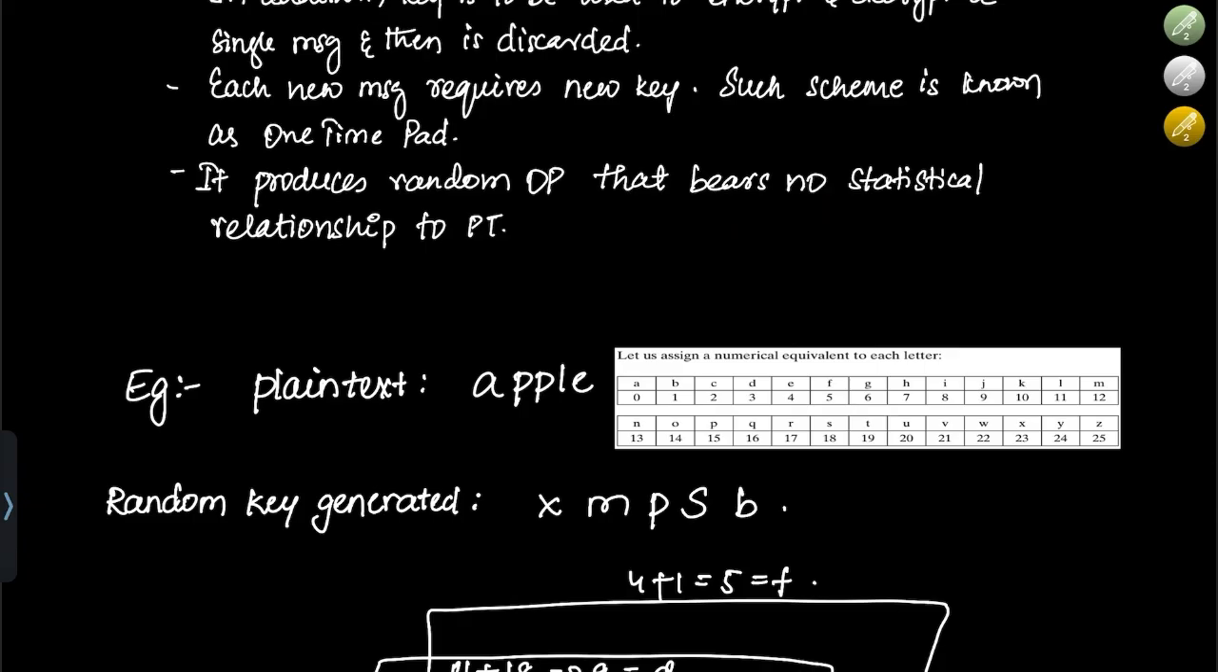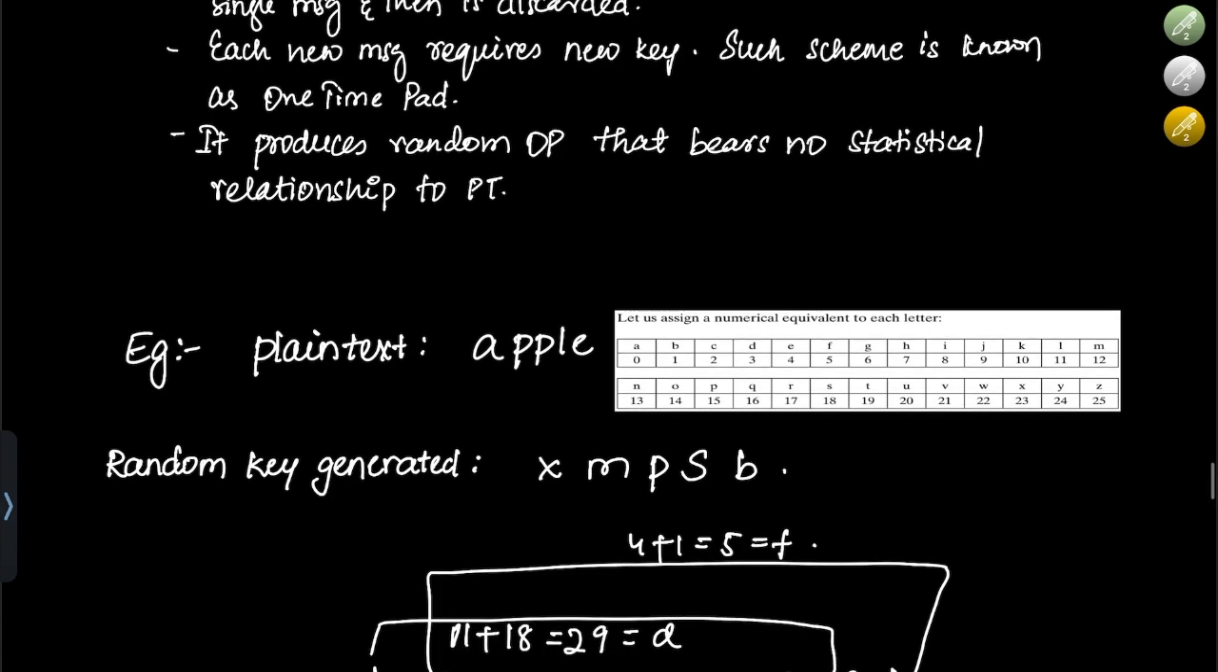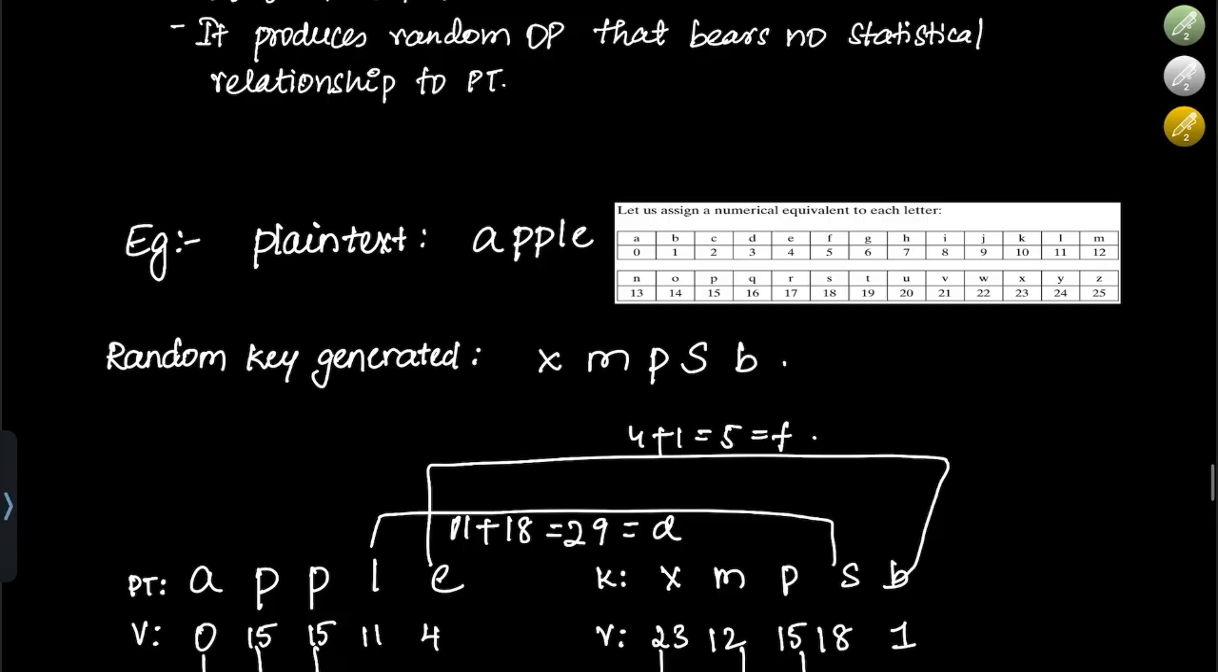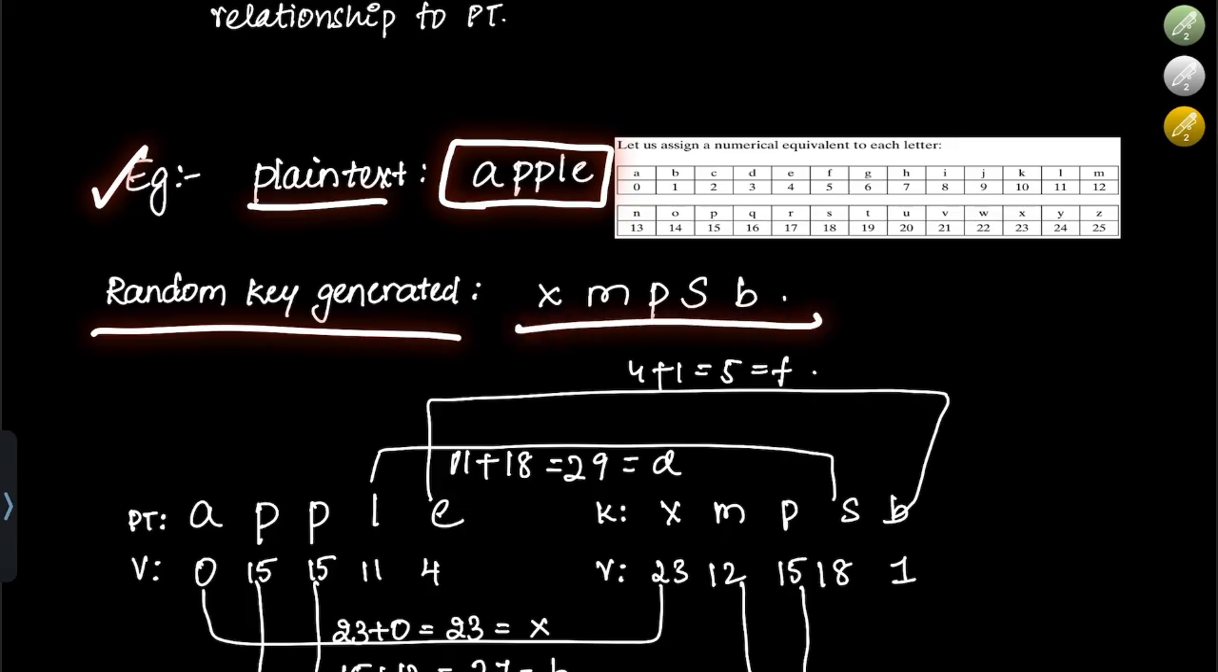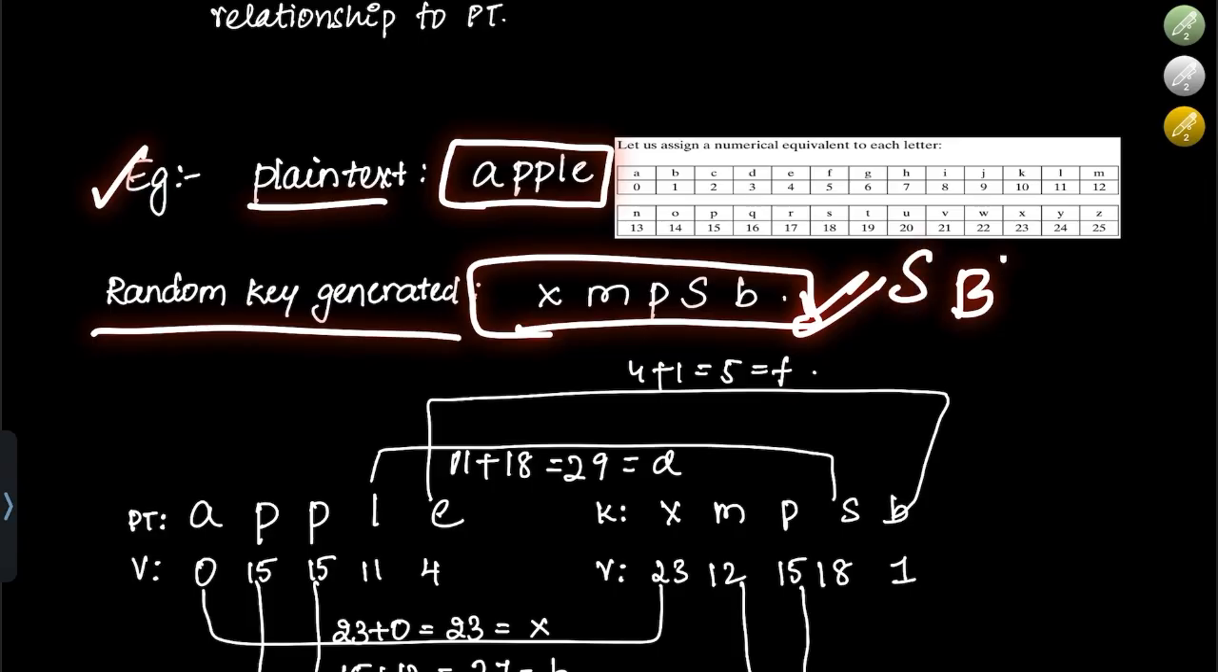So here each message needs a unique key. Both sender and receiver must securely obtain and store this unique key. Managing and distributing these exclusive keys without compromise is logistically complex and very risky. That's why we have called it a theoretical approach. So let us look at this example. We have the plain text Apple and a randomly generated key XMPSB. This is very random, and both the sender and the receiver should have the same key acquired and stored safely.